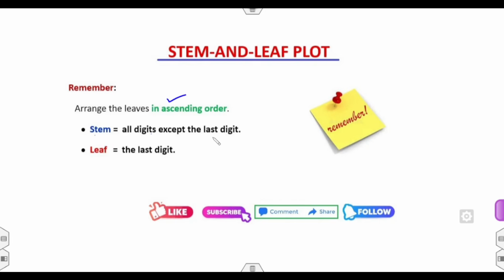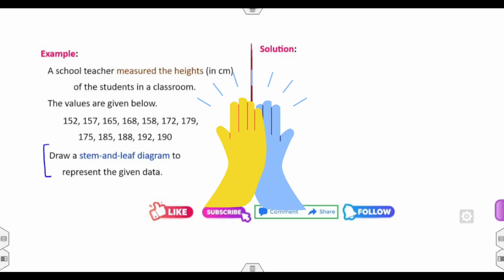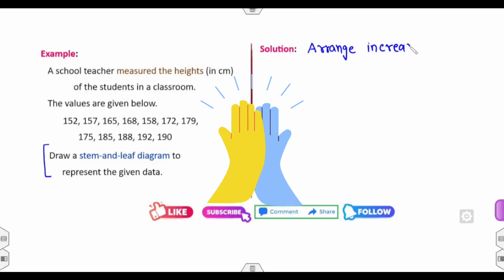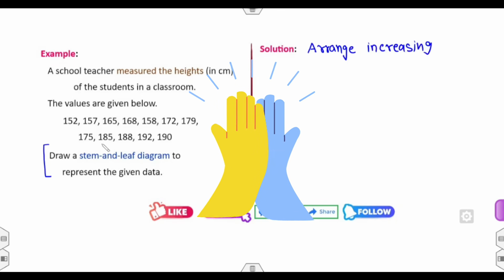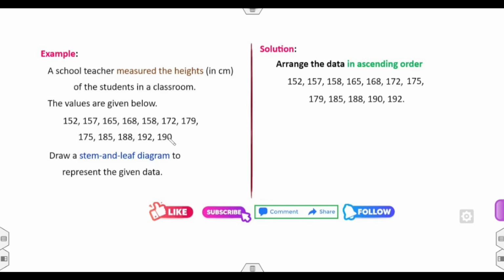The stem is all digits except the last digit, and the leaf is always the last digit. For example, a school teacher is measuring the height of the students in centimeters. Below is my table. Draw the stem and leaf diagram to represent the given information. So first of all, arrange the data set in increasing order. So what is the smallest number? Can you find the smallest number? It is already in increasing order. Fine. So since it is already in increasing order, I can start with that.